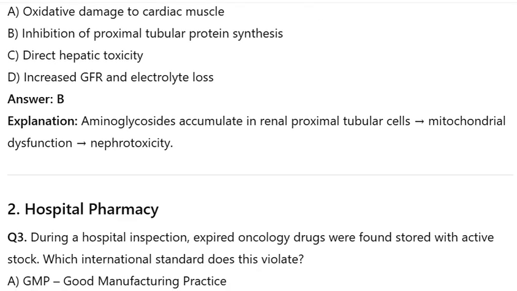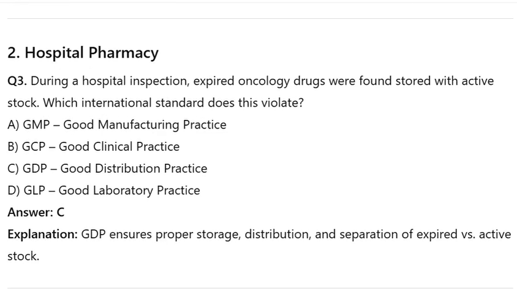Number 2. Hospital pharmacy. Q3. During a hospital inspection, expired oncology drugs were found stored with active stock. Which international standard does this violate? A. GMP, Good Manufacturing Practice. B. GCP, Good Clinical Practice. C. GDP, Good Distribution Practice. D. GLP, Good Laboratory Practice. Answer C. Explanation. GDP ensures proper storage, distribution, and separation of expired versus active stock.